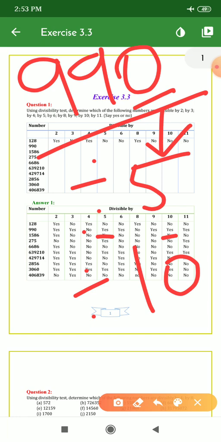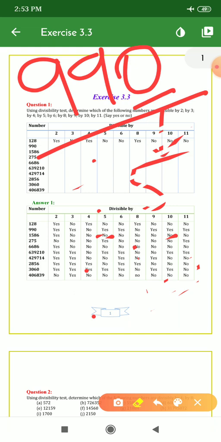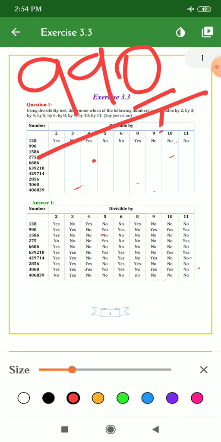Now we come to the divisibility rule for 6. So what is the rule for 6? The rule for 6 is that it should be divisible by 2 as well as by 3. As you can see, it is divisible by 2 and it is also divisible by 3. It means it is also divisible by 6.